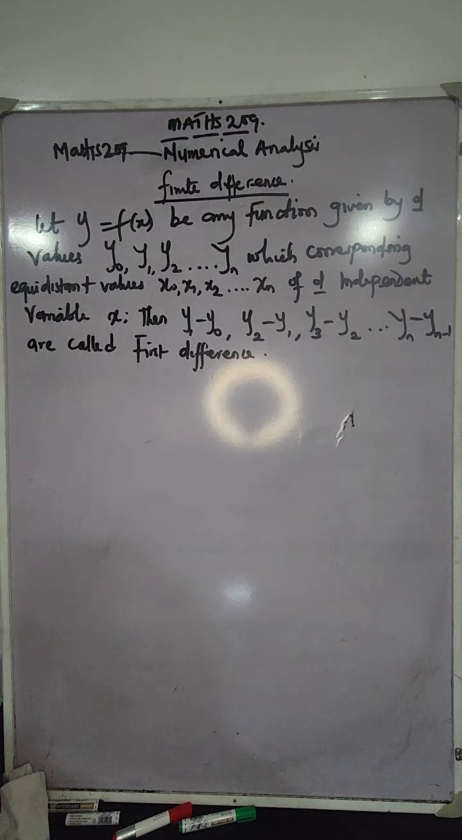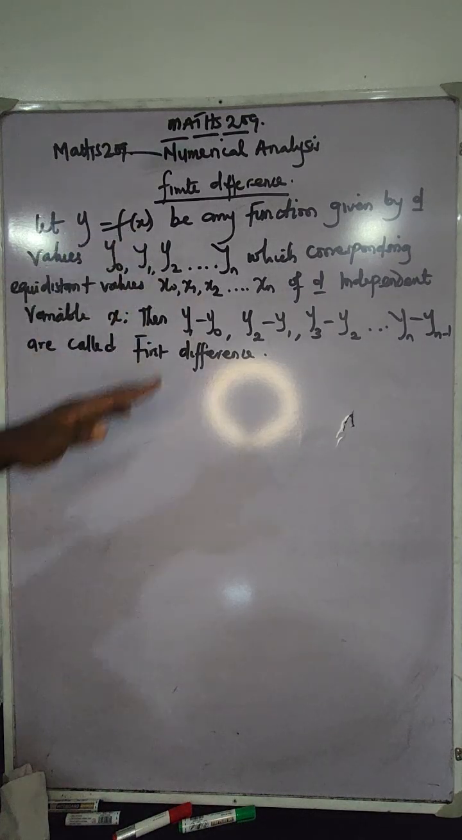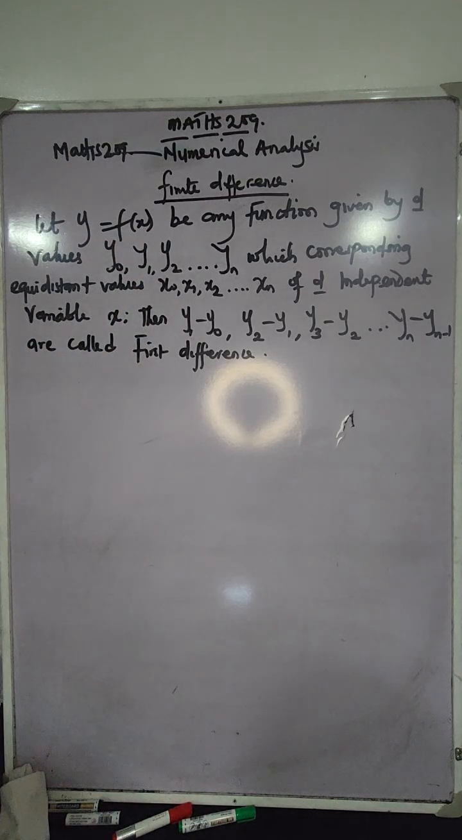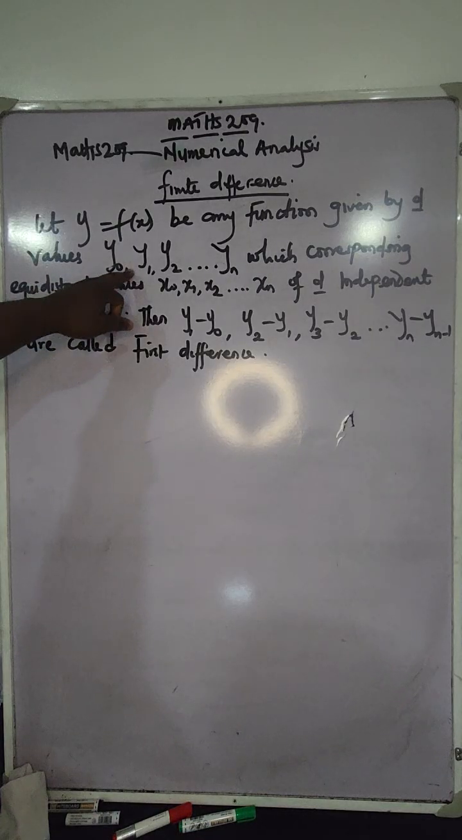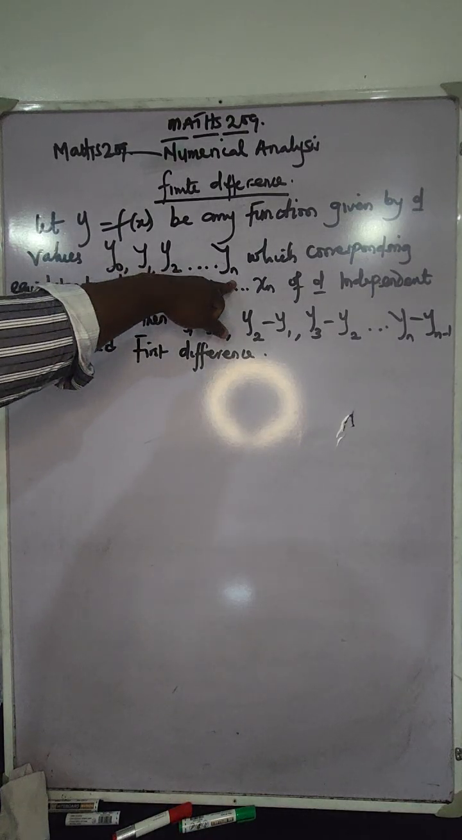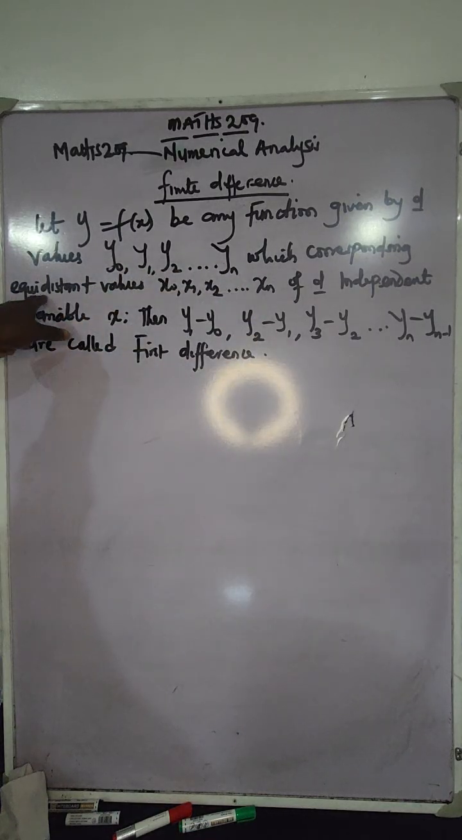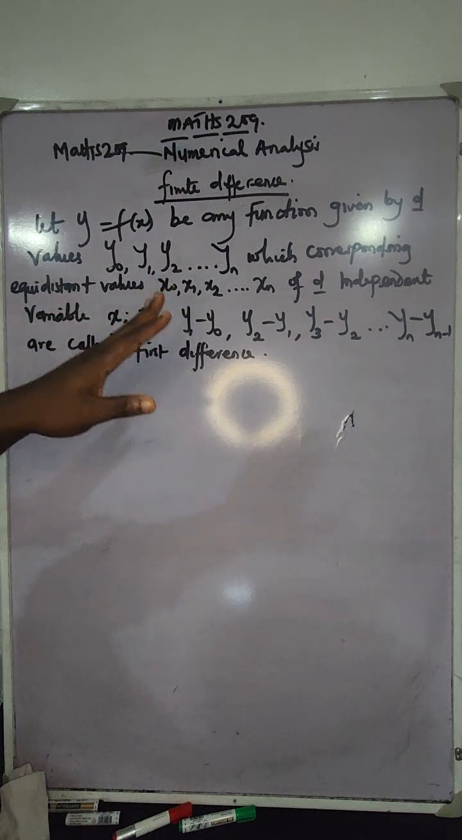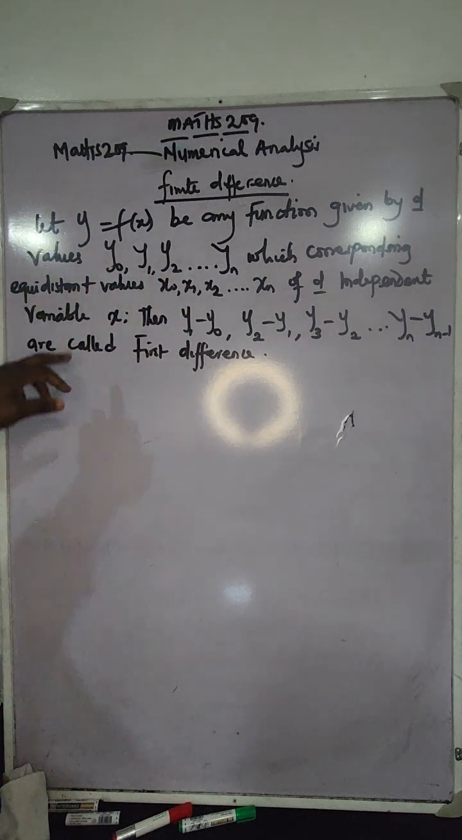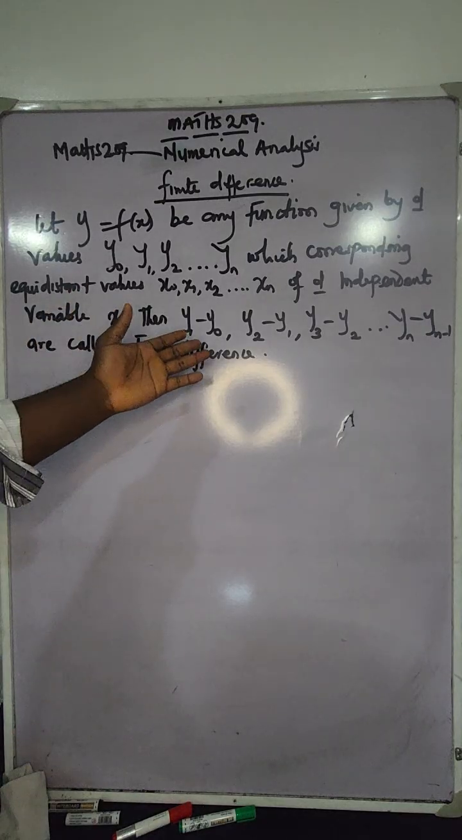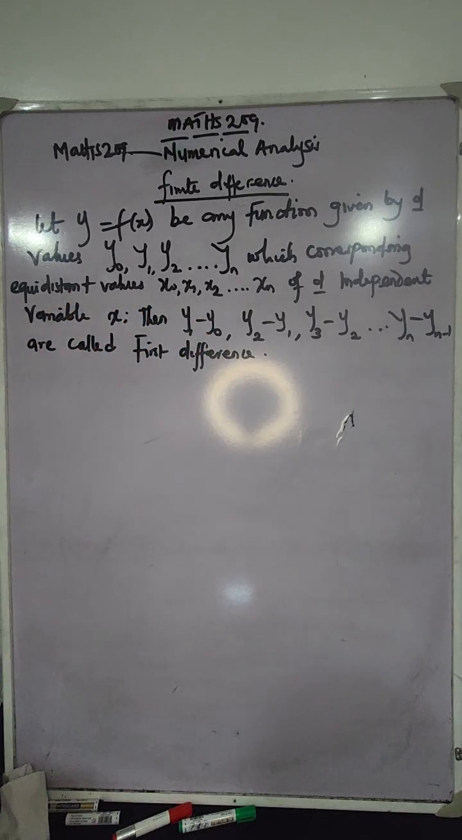And we said that if y equals f of x is any function given by the values y0, y1, y2, as we approach yn, which corresponds to equidistant x0, x1, as we approach xn of any independent variable system, then y1 minus y0 is a first difference. y2 minus y1 is also a first difference. Now let me explain that.